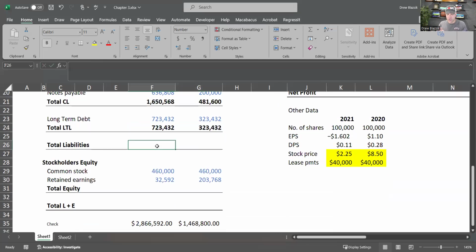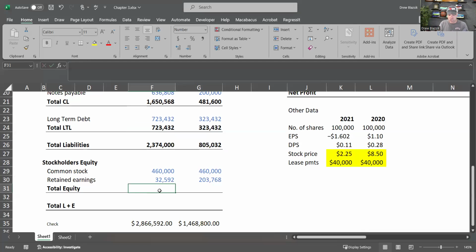Now we want to know what is our total liabilities. So I'm going to say equals. I'm going to go to my long-term liabilities plus my short-term obligations, my current liabilities. Add those up, hit shift to the right, control R, and there we go. So assets equals liabilities plus equity.